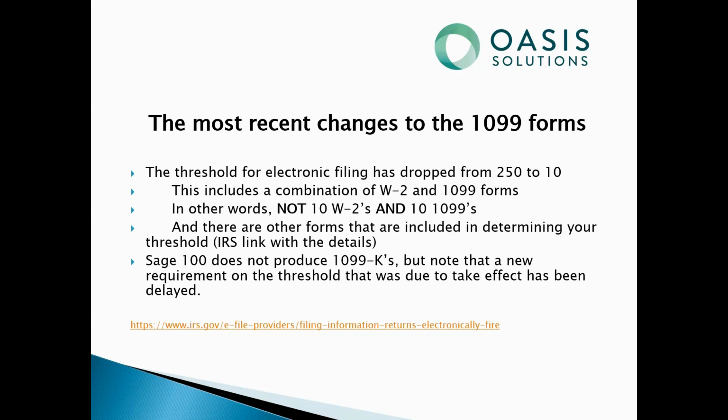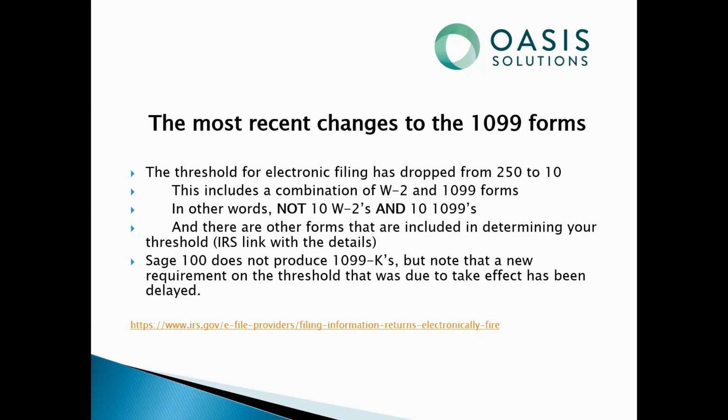Okay, so the biggest change this year is the fact that in the past, you didn't have to e-file if you had less than 250 forms. This year, that has changed. If you've got 10 forms, and that's not just 1099 forms, there is a whole list of different forms that fall under these requirements. But if you have more than 10, then you have to e-file.